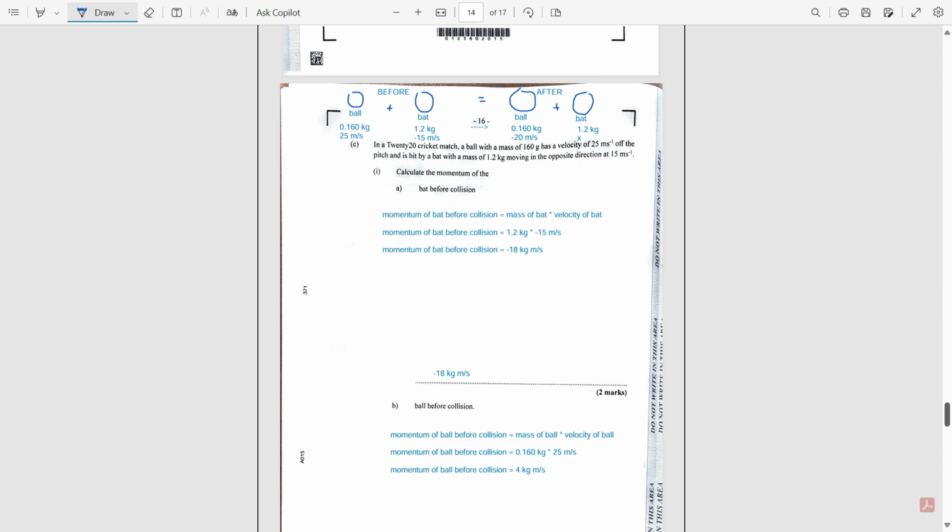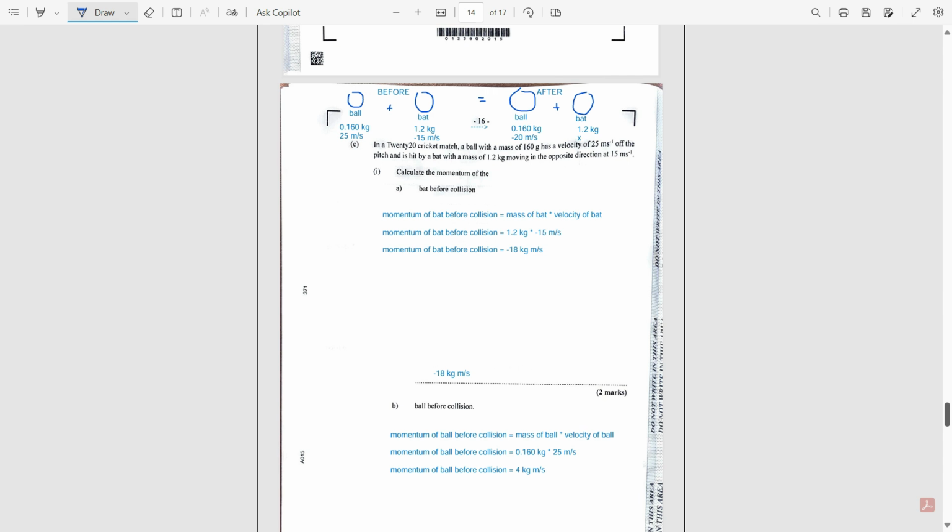So the question in C deals with calculating momentum, and I always tell children to draw it out, otherwise you're going to make silly mistakes. You don't have to draw out the actual drawings, but you could just make circles or squares. But circles make sense since circles move easier, right? So it says, in a 2020 cricket match, a ball with a mass of 160 grams has a velocity of 25 meters per second off the pitch and is hit by a bat with a mass of 1.2 kilograms moving in the opposite direction at 15 meters per second.